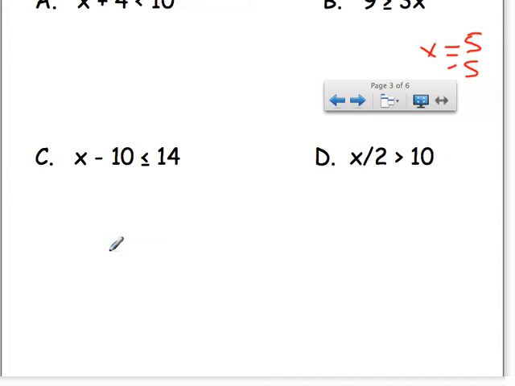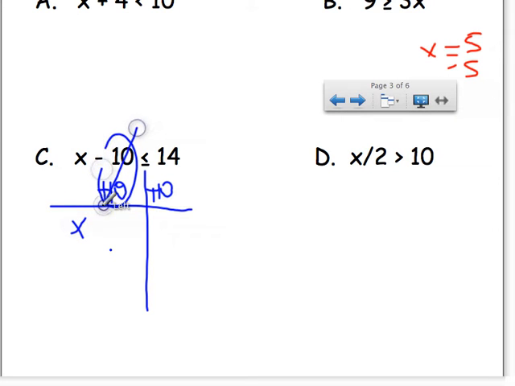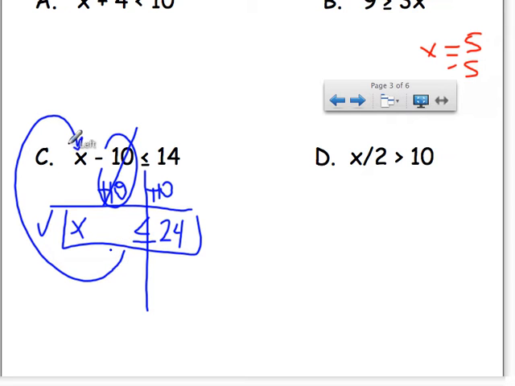x minus 10 is less than or equal to 14. That means, to cancel the constant, you add 10. That would be x is less than or equal to 24. That should have been your answer. To check it, all you do is substitute in. If x is less than 24, you can substitute in something that needs to be less than 24. So for example, 20. 20 minus 10 should be less than 14.